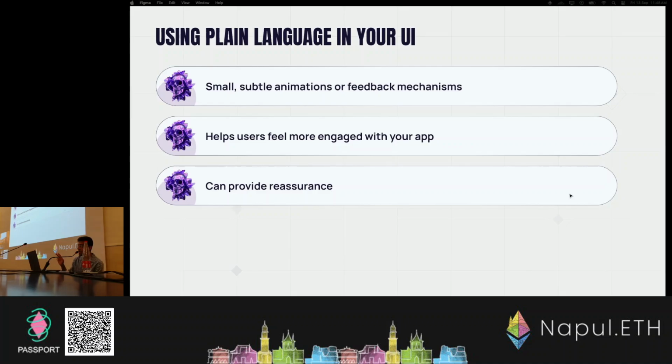So these small touches help users feel much more engaged with your app, giving them, again, confidence that their action is registering. And especially in Web3, where users are often dealing with longer transaction times or unfamiliar processes, these micro-interactions provide reassurance. And they create a more human and interactive feel, which is important in making the whole tech feel accessible to a wider audience and also feel human in the end.